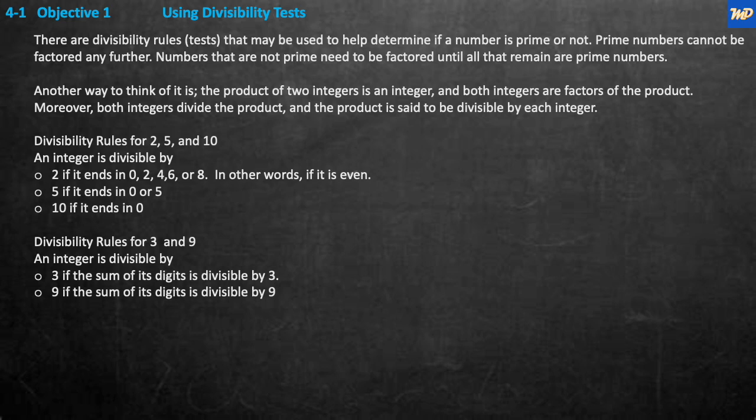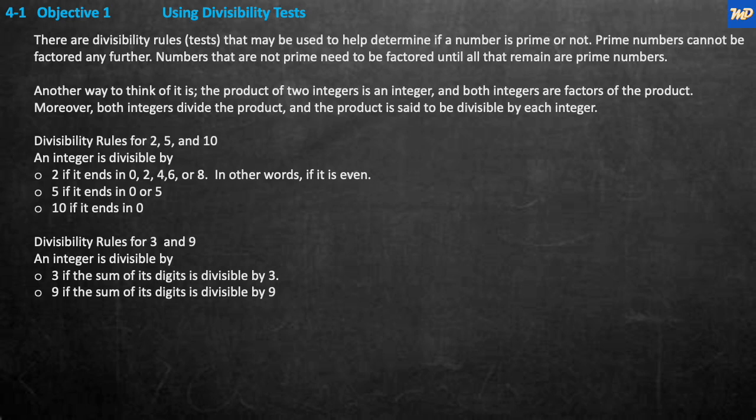Divisibility rules for 2, 5, and 10. An integer is divisible by 2 if it ends in 0, 2, 4, 6, or 8. In other words, is it even? It's divisible by 5 if it ends in 0 or 5. And it's divisible by 10 if it ends in 0. That's probably the easiest one.